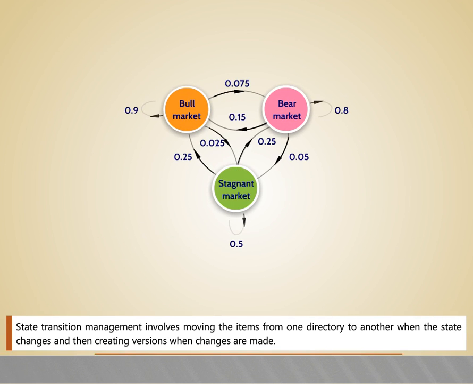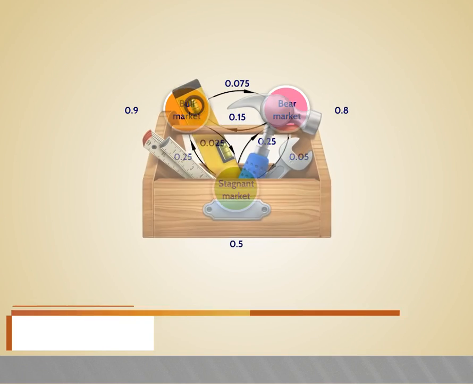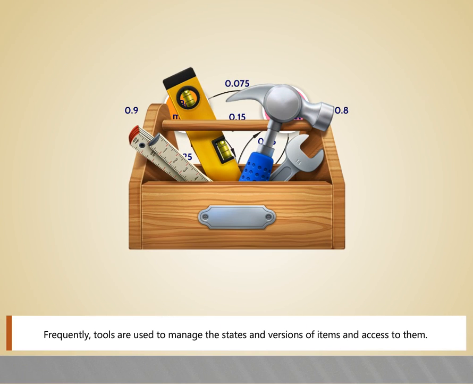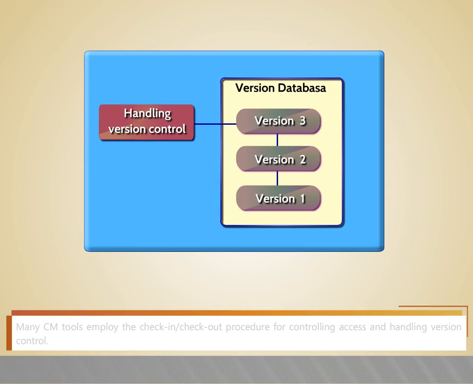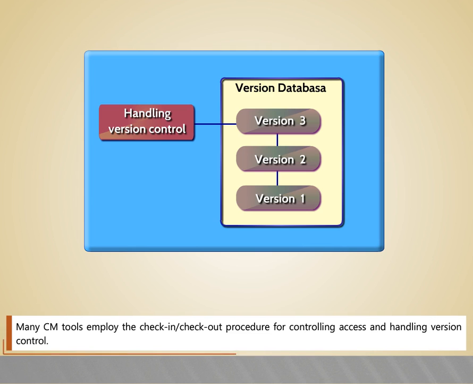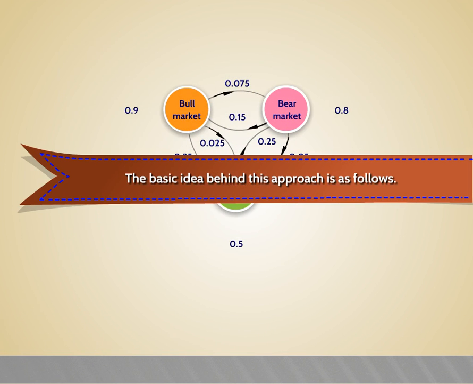State transition management involves moving the items from one directory to another when the state changes and then creating versions when changes are made. Frequently, tools are used to manage the states and versions of items and access to them. Many CM tools employ the check-in, check-out procedure for controlling access and handling version control. The basic idea behind this approach is as follows.